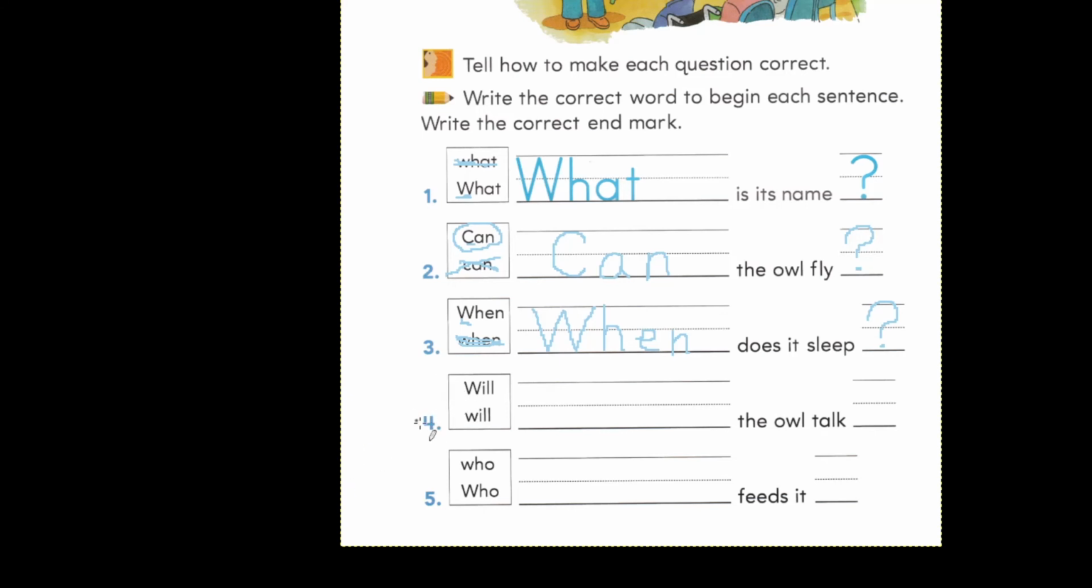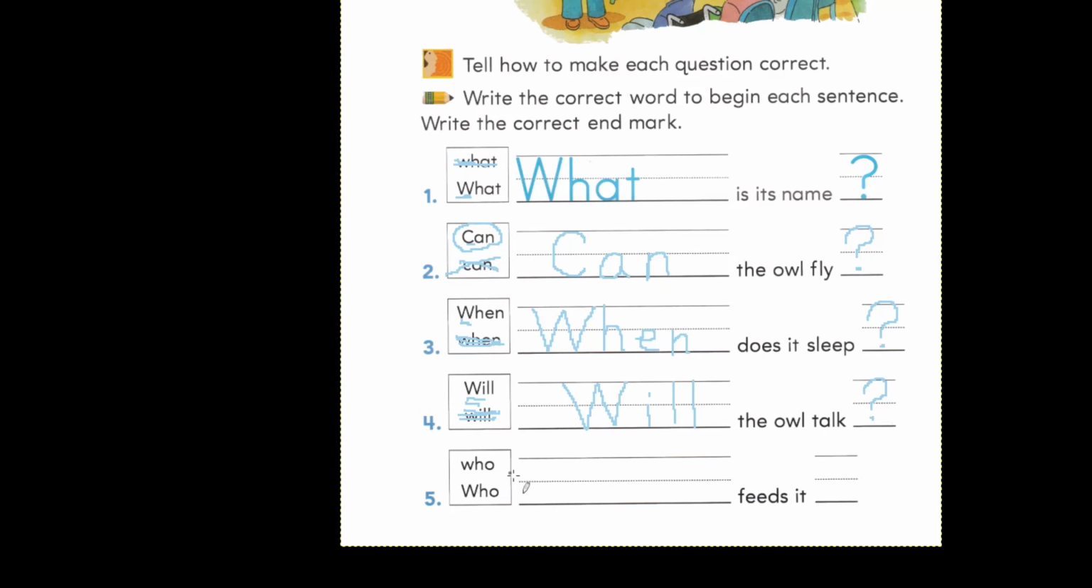Now let's look at number four. Will the owl talk? Well, again, our first rule to make a correct question sentence is to start the sentence with an uppercase letter. So this will not work. This is the one that we need to fill in here to make this sentence correct. Will, W-I-L-L, the owl talk? So we need to end it with our second rule, which is a question mark. There we go. This is very easy, right?